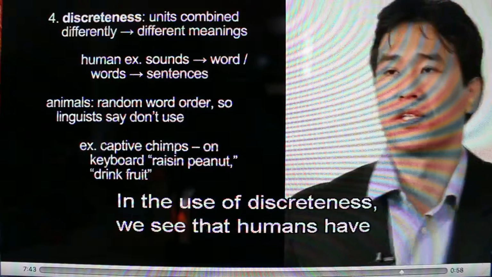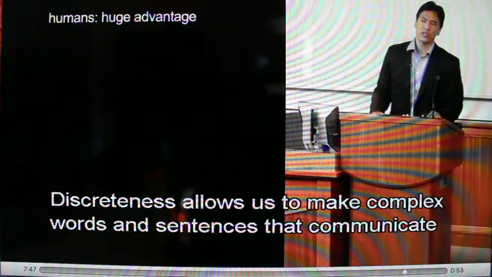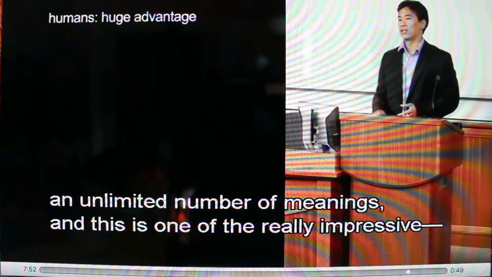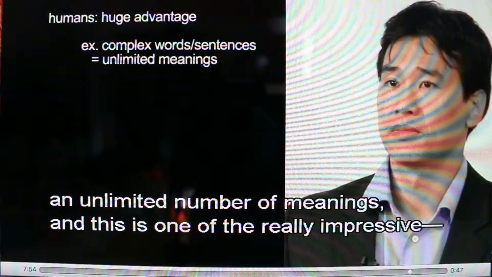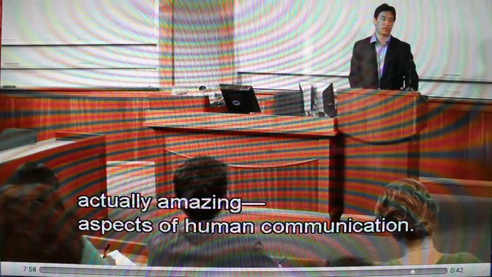In the use of discreteness, we see that humans have a huge advantage over animals. Discreteness allows us to make complex words and sentences that communicate an unlimited number of meanings. And this is one of the really impressive, actually amazing aspects of human communication.